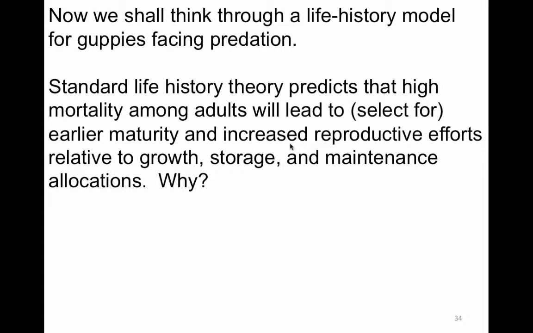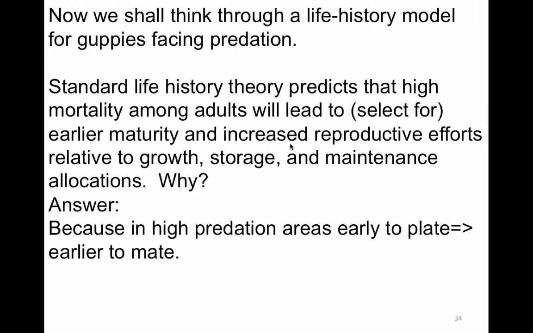Now we shall think about a life history model for guppies facing predation. Standard life history theory predicts that high mortality among adults will lead to, that is, select for, early maturity and increased reproductive efforts relative to growth, storage, and maintenance allocations. Why? Answer, because in high predation areas, early to plate results in early to mate.